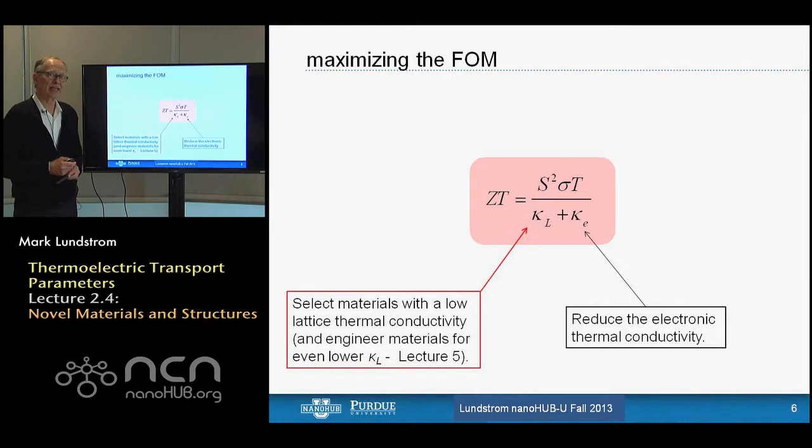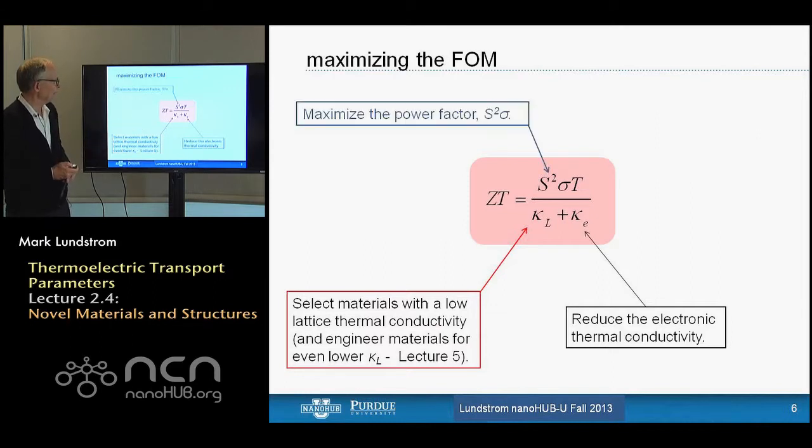We might also look at reducing the electronic thermal conductivity, although that doesn't play a big role in most semiconductor thermal transport. We could also maximize the numerator. We could look at what we could do to select a material that will give us the biggest possible product of S squared and sigma.